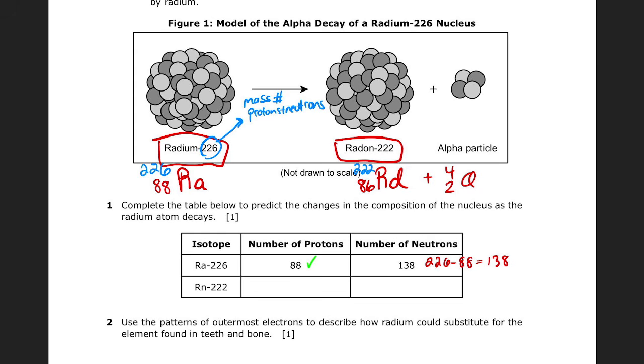So we need to figure out the number of protons for radon-222. We already identified that it's going to be 86 protons. And if we do our mass number for radon, which is 222, and we subtract out 86, we'll get that we have 134 neutrons.